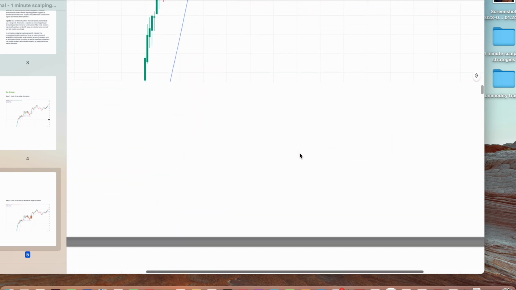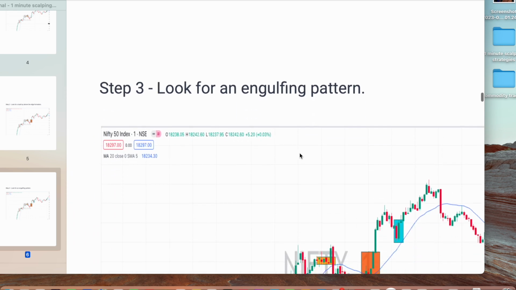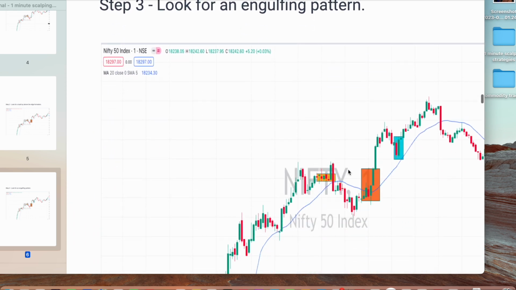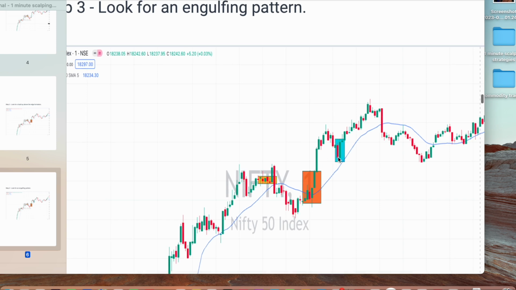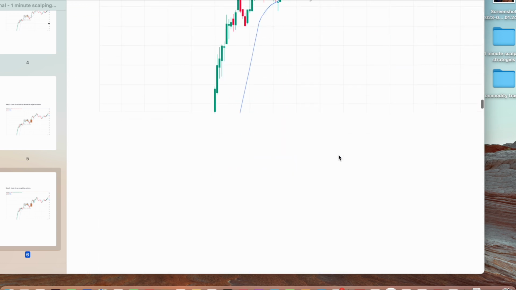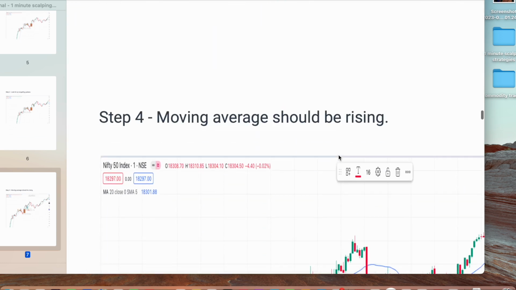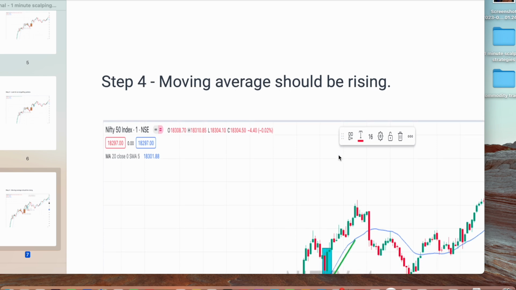Now point number 3, look for an engulfing pattern. We know what an engulfing pattern is. This is an engulfing pattern that we saw. This is step 1, this is step 2, and this is step 3. After the 3 steps are valid, we are clear to take an entry. But before that we have to do one more check, that is the moving average should be rising. That is step number 4.